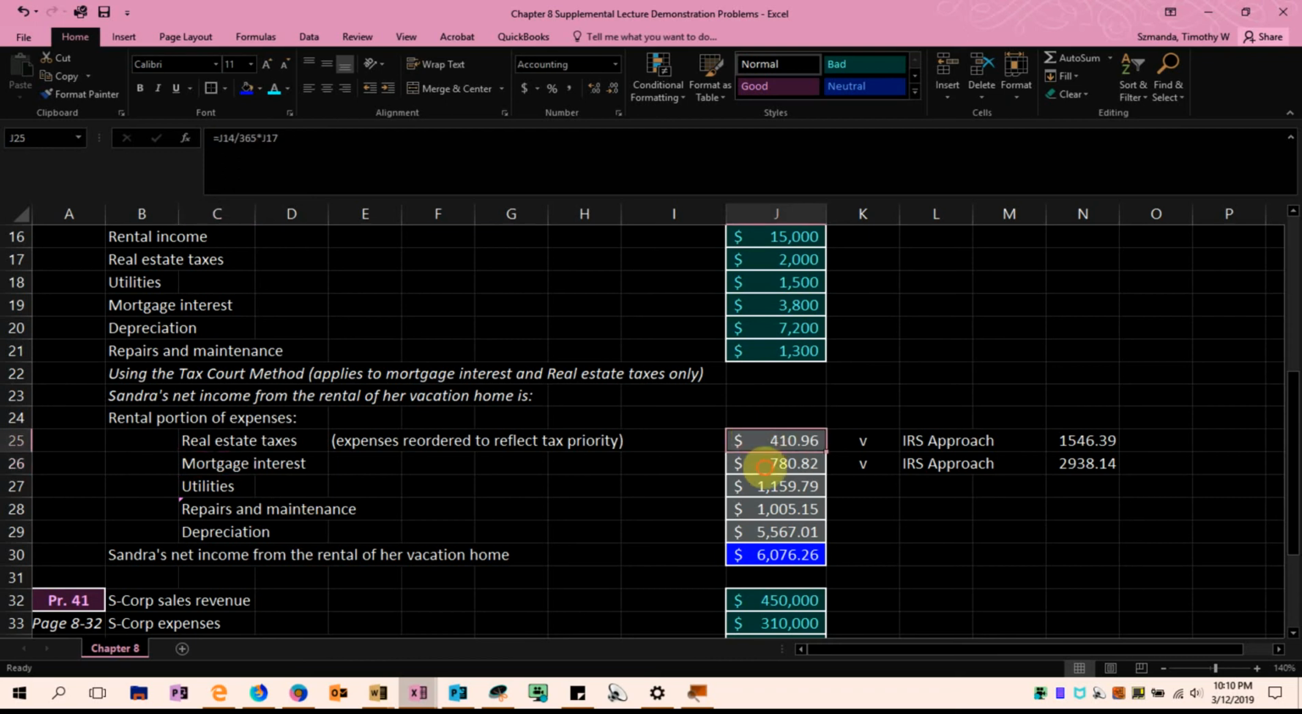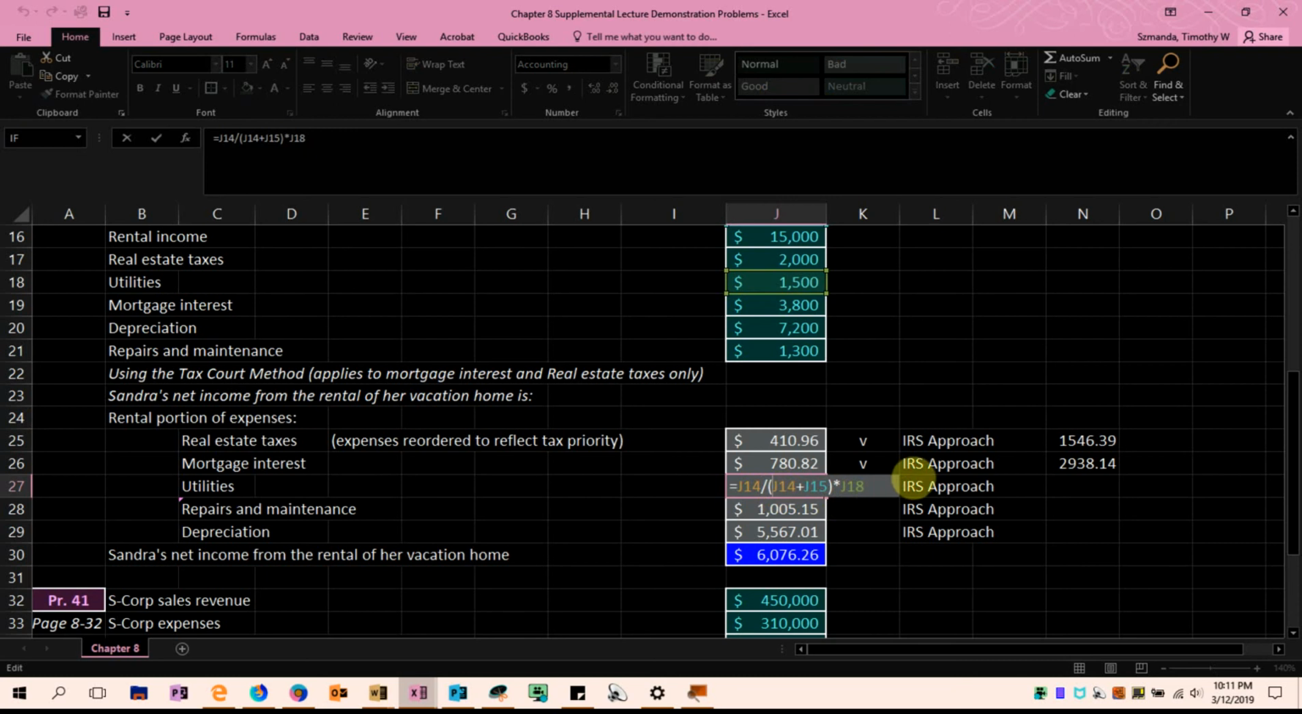IRS approach here versus tax court approach here. Now, what do we do with the rest of the expenses? Well, the rest of the expenses automatically use the IRS approach. So there is no choice for the rest of these expenses. We'll automatically use the IRS approach.